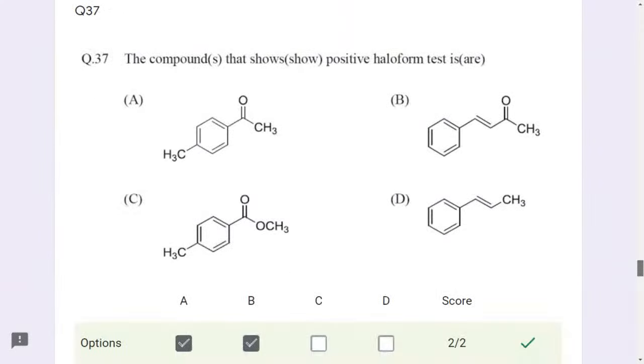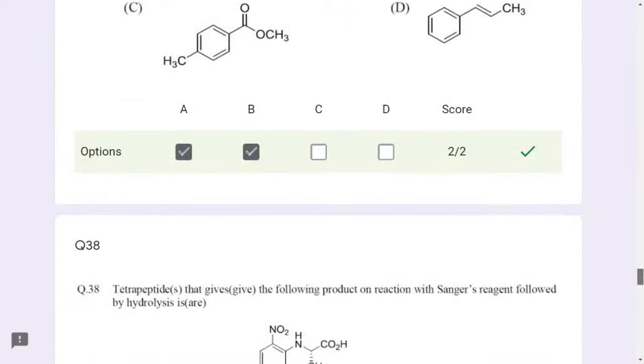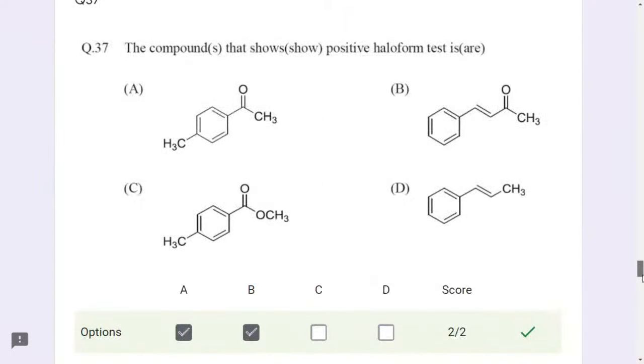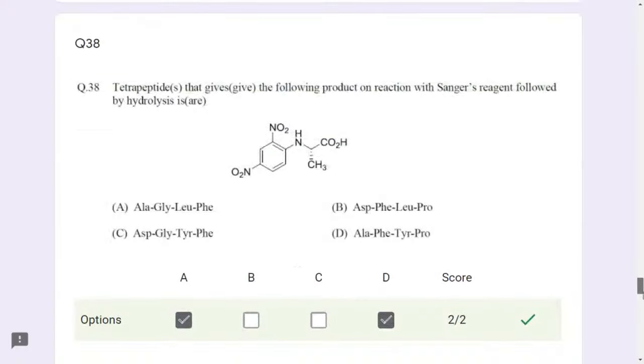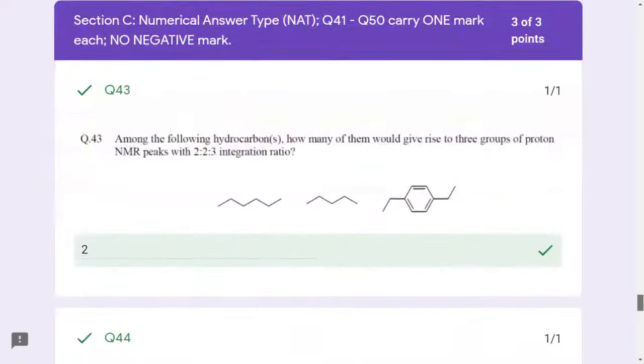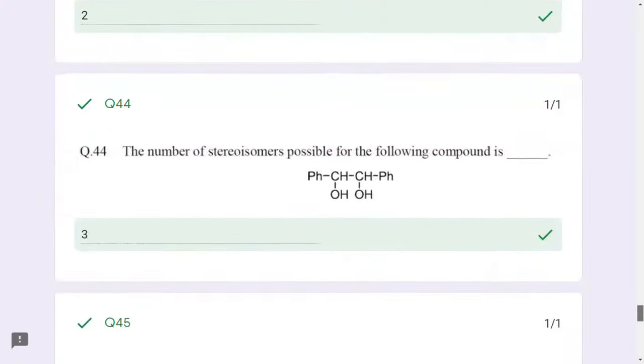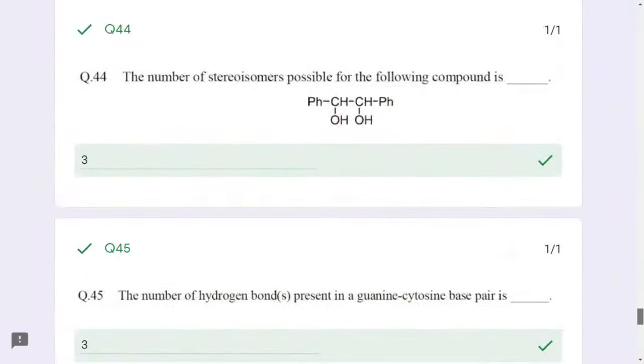This is straightforward. Methyl ketones are going to show a positive haloform test, and this alanine is going to form this product after Sanger's reagent followed by hydrolysis. Then 43, NMR peaks. How many are there? 2. Next, this is the same, based on tartaric acid. You may remember this tartaric acid. It will have 3 isomers.